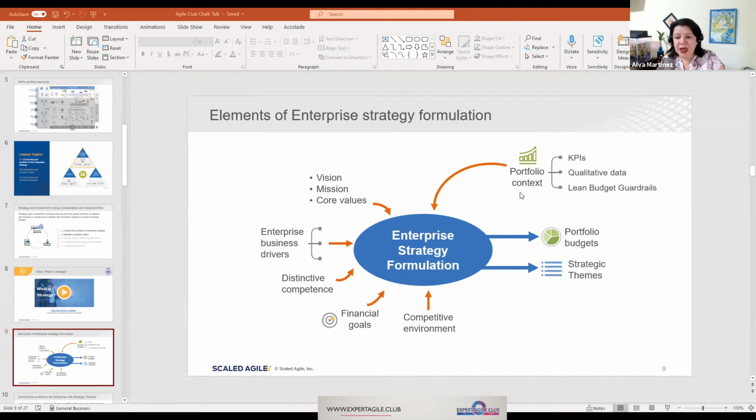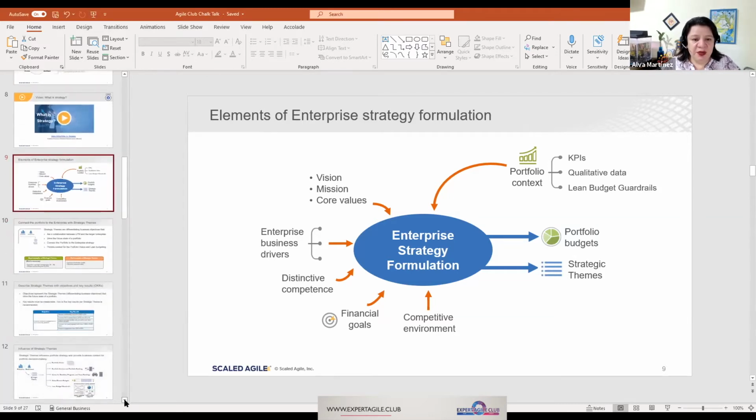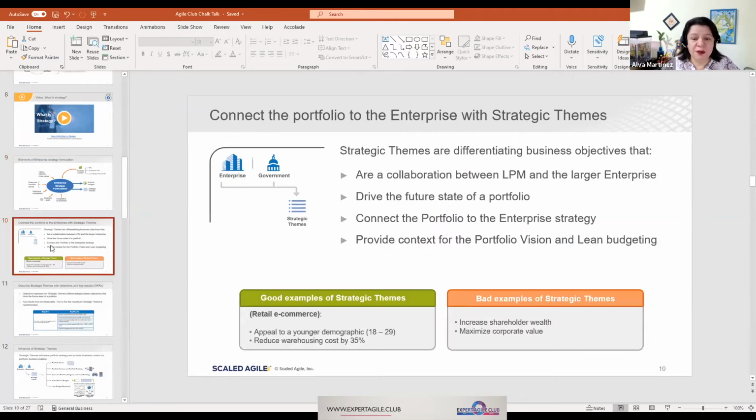And the output of this strategy will, at the end, impact getting your budgets in the portfolio and also defining your strategic themes. Here SAFe came with a new concept that, well, it's not new in Agile. I mean, it took it and adapted it to what we are currently seeing. So these are the elements of enterprise strategy formulation.